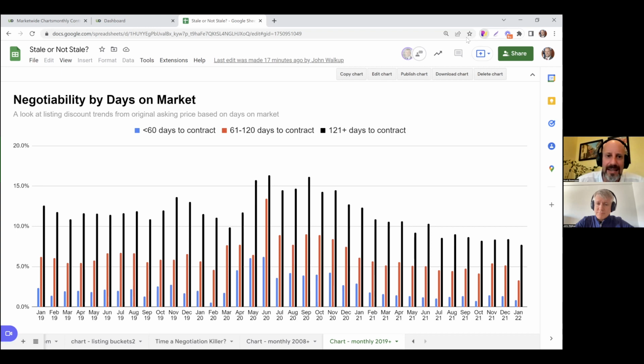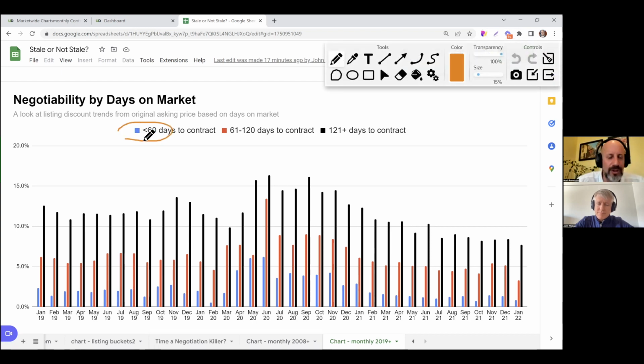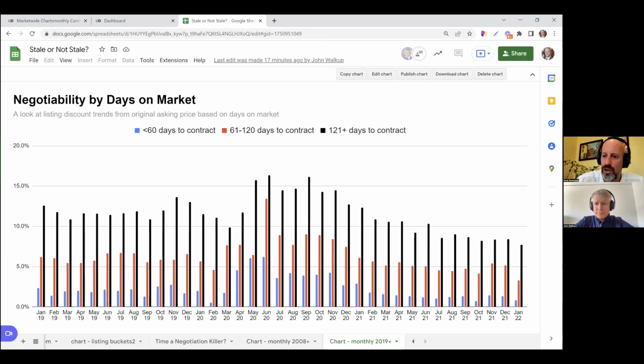And we're breaking this down by, if you signed a contract in under 60 days, what was your negotiability discount? If you signed a contract in 61 to 120 days, what was your negotiability? And if it was 121 days plus, exactly the same, what is your negotiability? And when I look at that blue, let's just take a look at the latest readings, John, and then I want your interpretation.